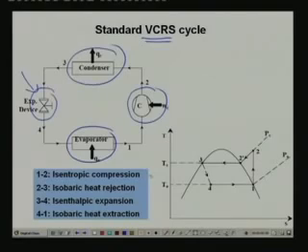It consists of 4 processes. Process 1 to 2 is isentropic compression, process 2 to 3 is isobaric heat rejection, process 3 to 4 is isenthalpic expansion, and process 4 to 1 is isobaric and isothermal heat extraction. Okay. Now again, if you compare this cycle with the Carnot cycle, you find that here the compression is dry compression because you are compressing only vapor. Okay. So the problem of wet compression is eliminated.